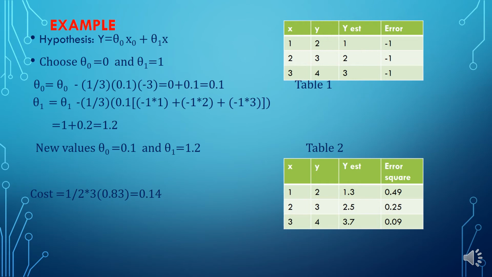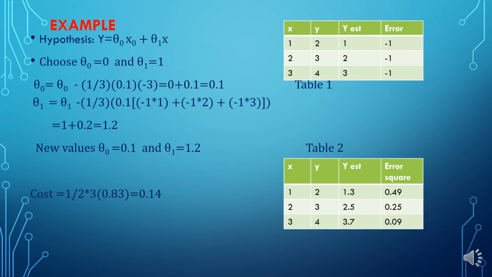Now we have to calculate the cost function corresponding to the new values of theta naught and theta 1. It is shown in table 2. We have to calculate the y estimate corresponding to each x. For instance, for the first training example, theta naught is equal to 0.1 plus theta 1, which is 1.2, multiplied by 1. 0.1 plus 1.2 multiplied by 1 is equal to 1.3 as shown in the table. Similarly, we find out for the other training examples.